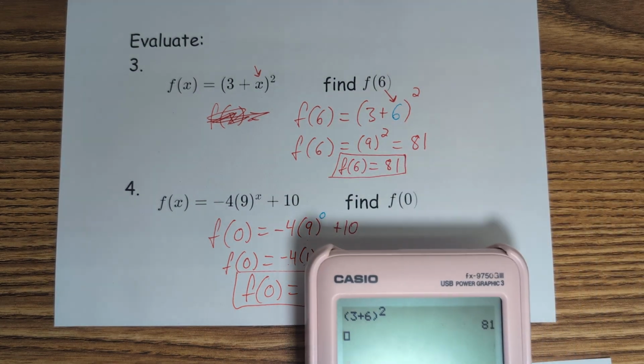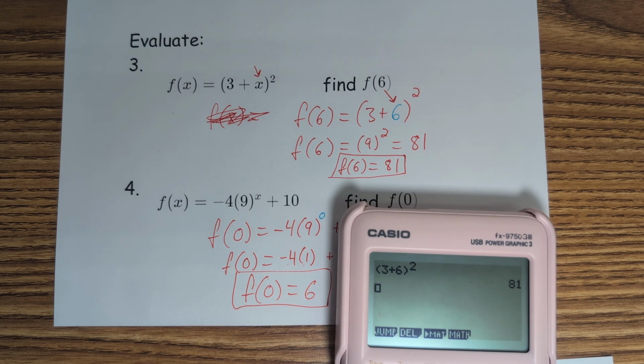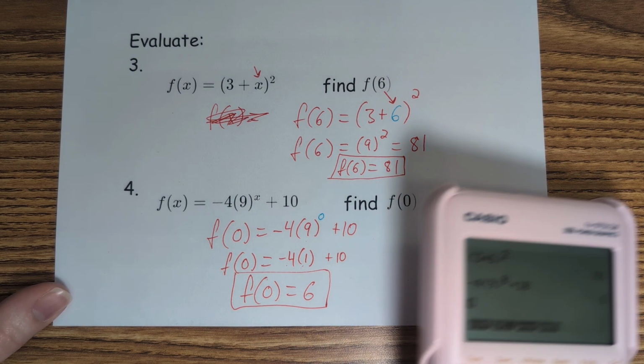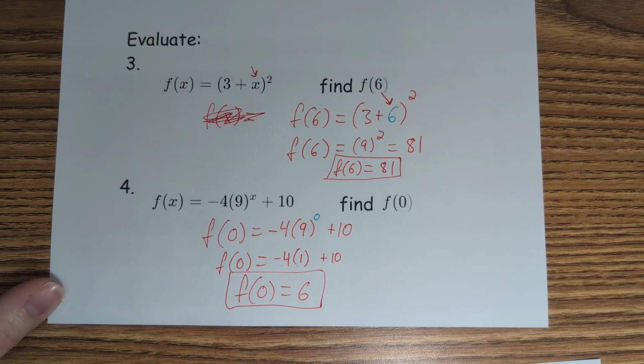Honestly, I could even type that into my calculator. Let's see. I've got -4, got the 9 in parentheses, raised to the power of 0, plus 10, and I get 6. So if you're getting lost, the calculator will help you get your order of operations down. Okay? Let's try one more.